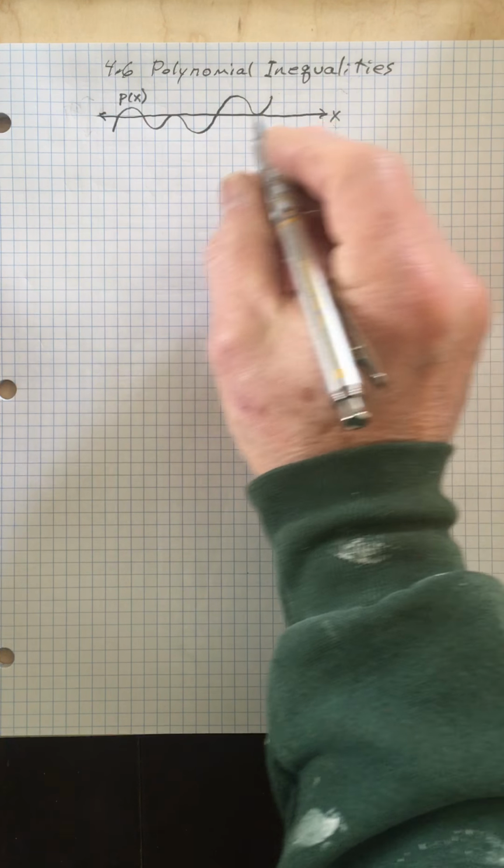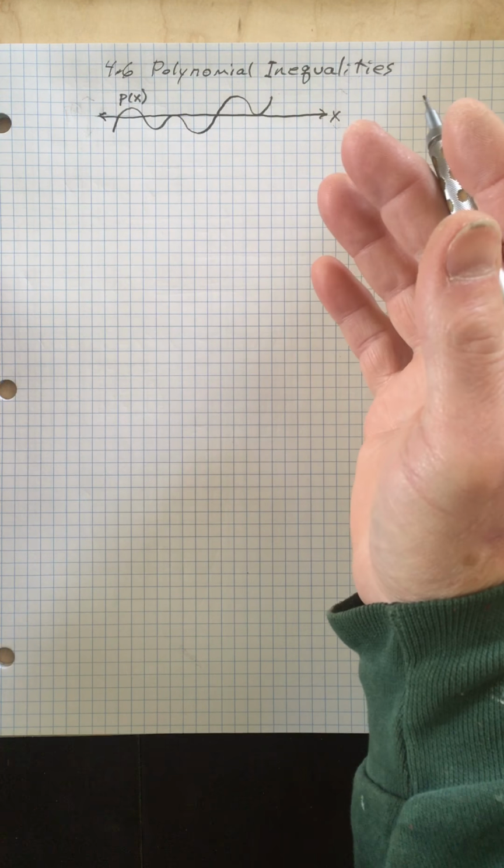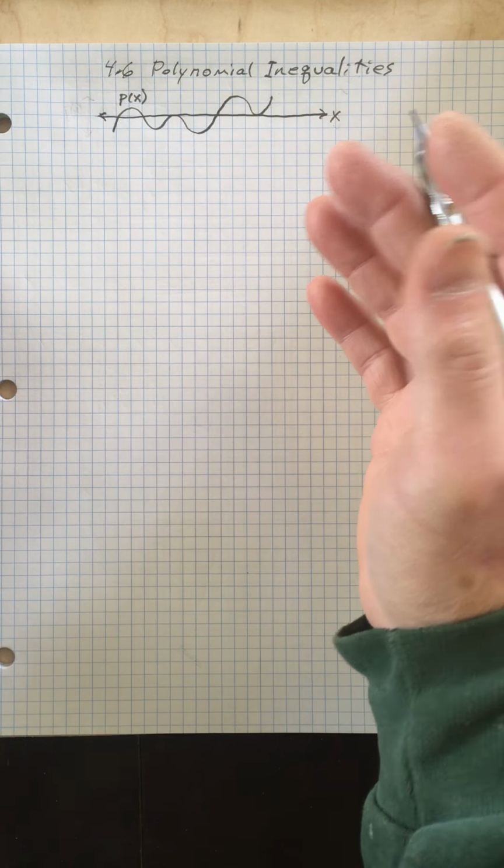Inequalities are going to be where p of x is greater than or equal to, less than or equal to 0. So basically what we're doing here is trying to find those intervals on the x-axis where the polynomial is either above the axis or below the axis. So it all hinges around zeros. What you do is factor your polynomial, unless you're given factors.